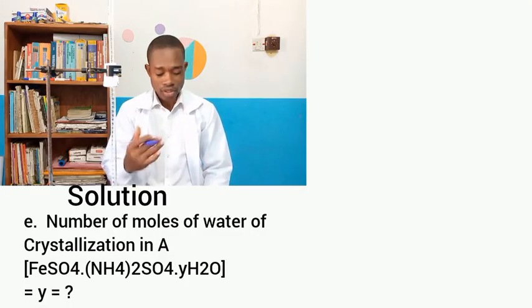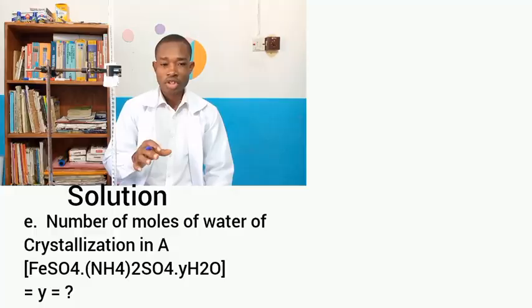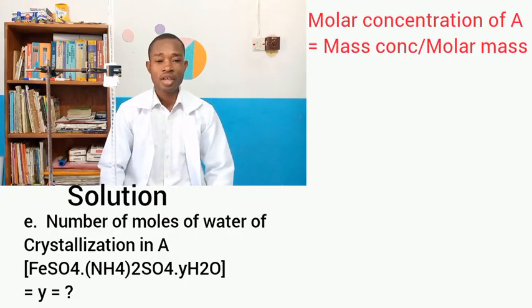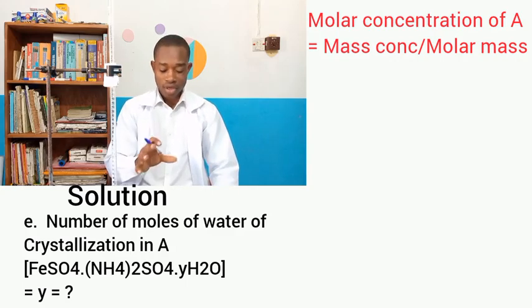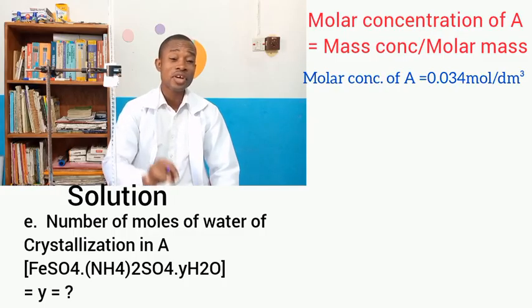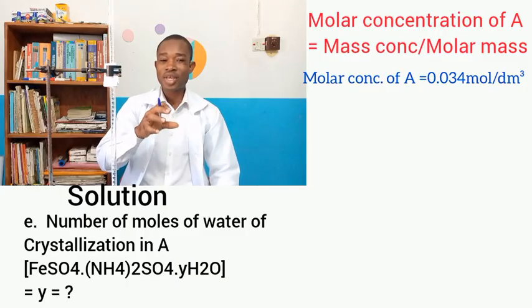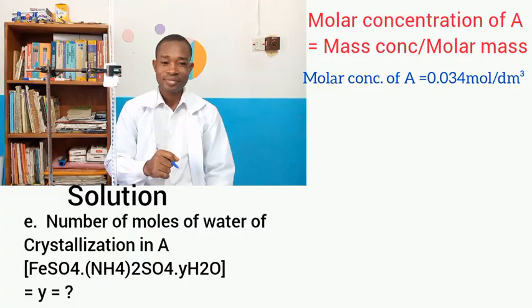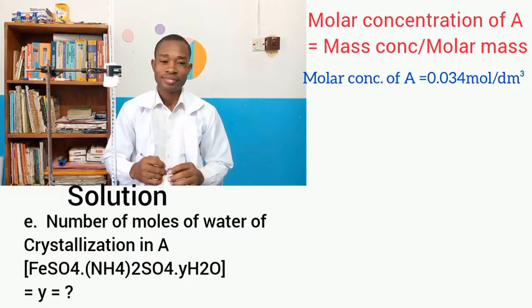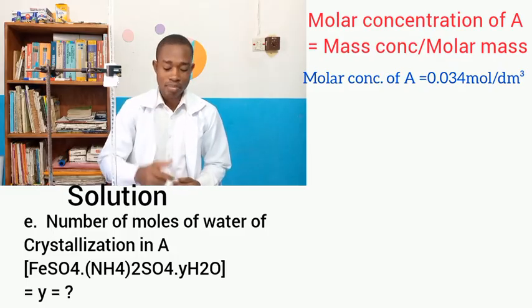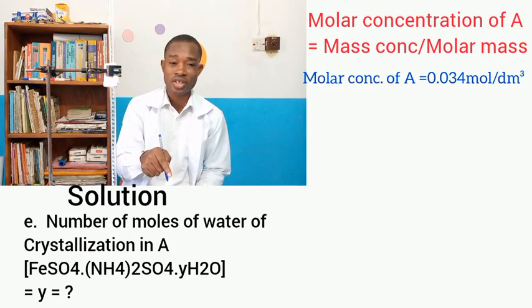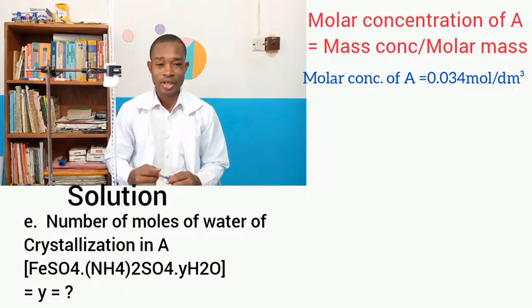And how do we calculate it? Once again, we can rely on the formula molar concentration of A equal to mass concentration of A all over molar mass of A. Now you know already we have obtained the molar concentration of A. We calculated the molar concentration of A to be 0.034 moles per dm³. Our problem here is to get the molar mass of solution A. Now, what is the mass concentration of A? It was not directly given to us in the question. However, there were data provided that we can use in obtaining the mass concentration of A so that we can substitute it into this formula and then calculate our molar mass of A.